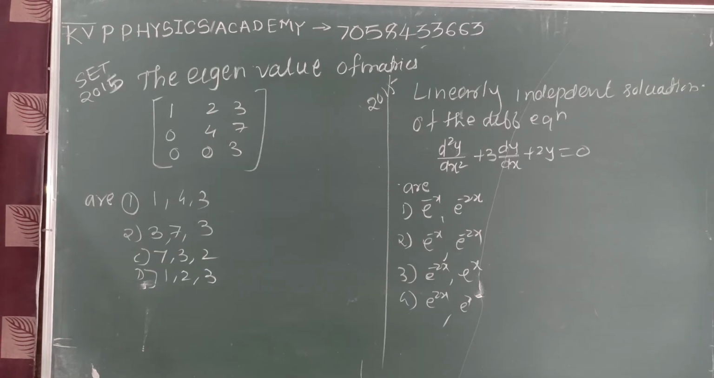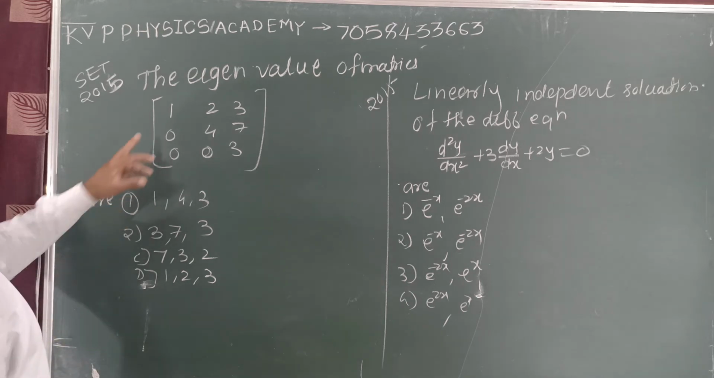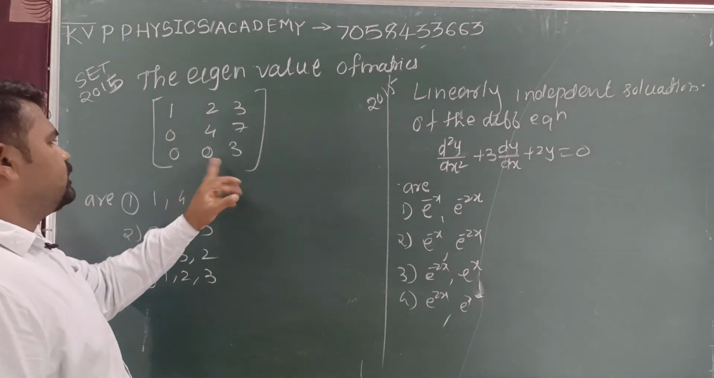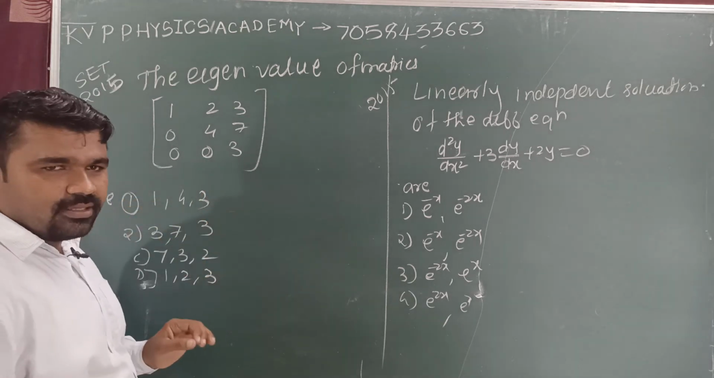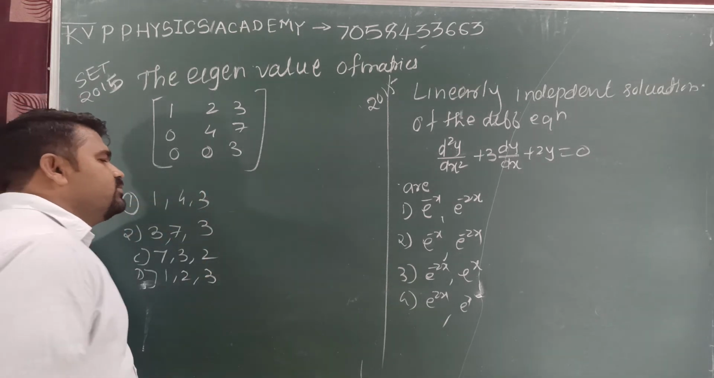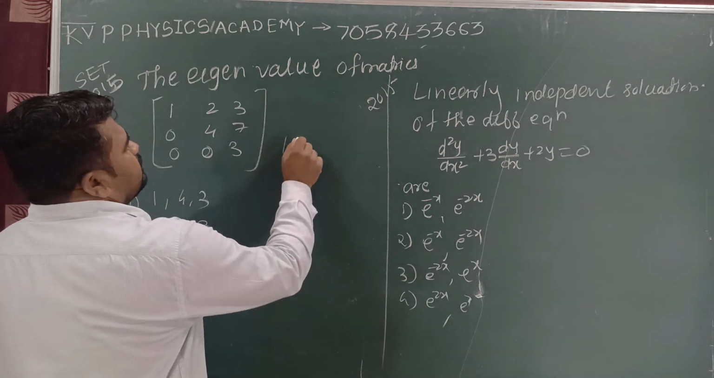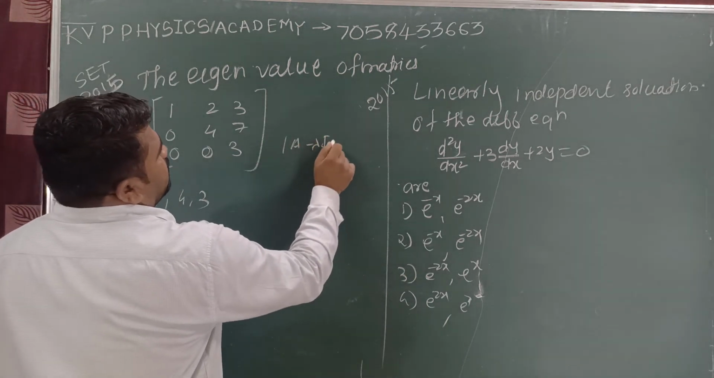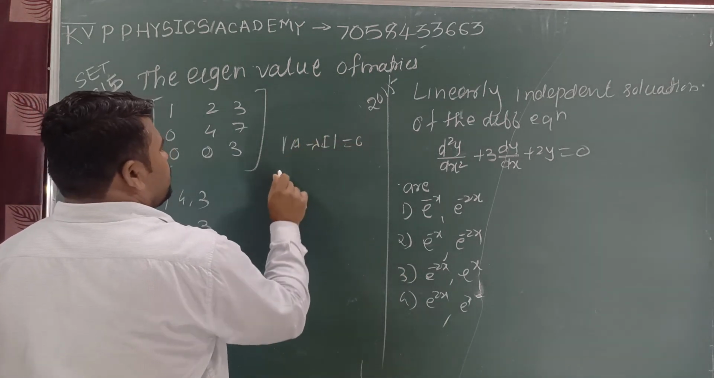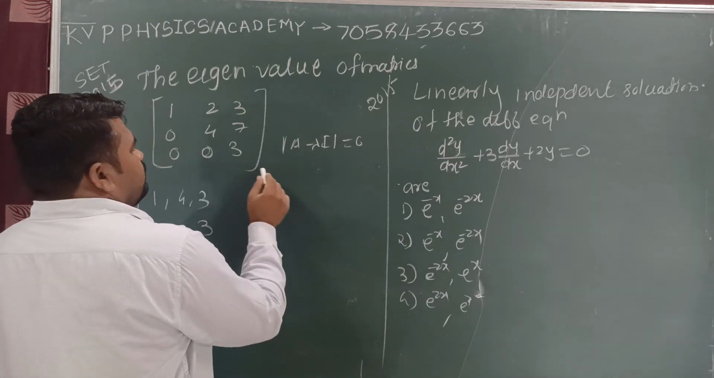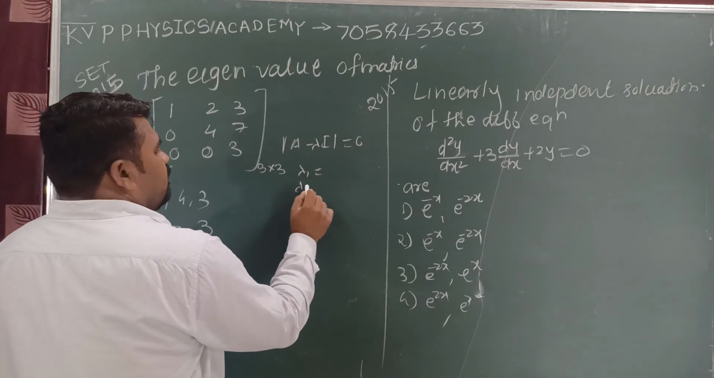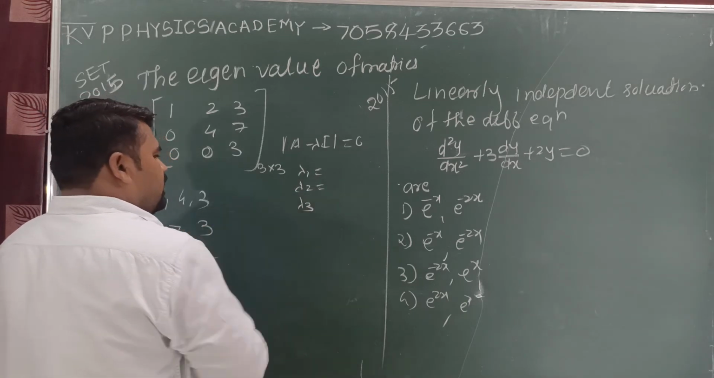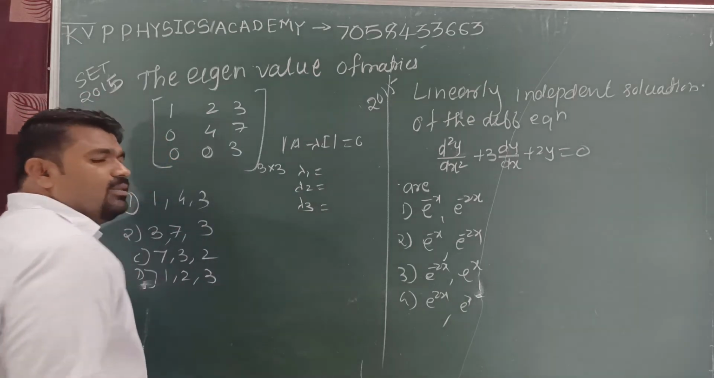Next question. The eigenvalues of the matrix 1 2 3, 0 4 7, 0 0 3 are, and these four options are there. Generally, we can solve by this equation: determinant of A minus lambda I is equal to 0. From this equation, we are getting lambda values. Here is a 3 by 3 matrix, then we are getting lambda 1, lambda 2 and lambda 3 values.